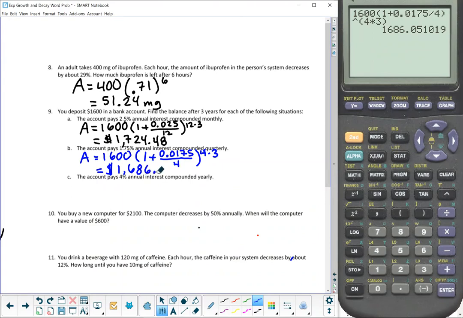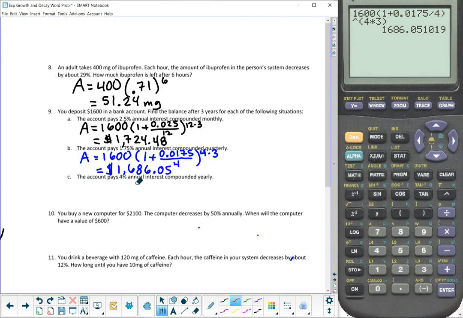0.05 or 5 cents. Okay, so after 3 years, and think about it, 1.75% is not that much. Okay, it's not very much. So that's why after 3 years, you're only making $86.05.